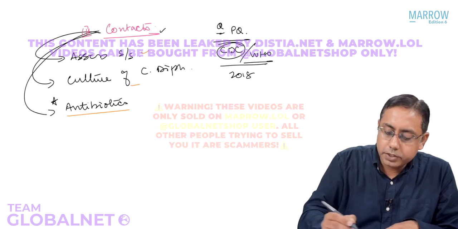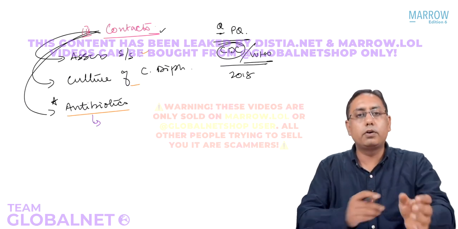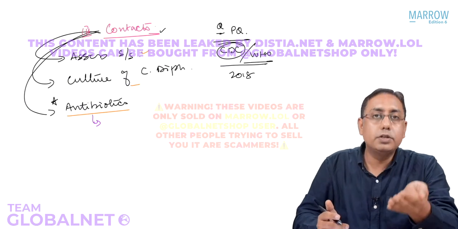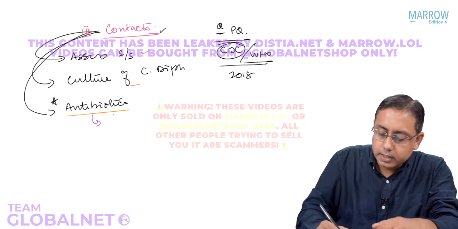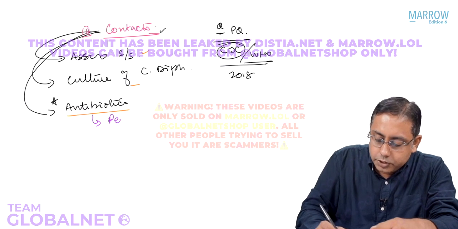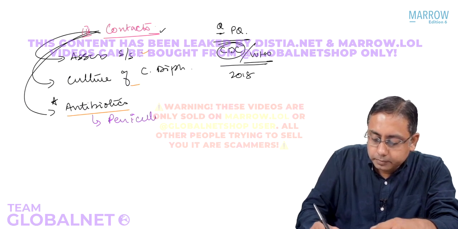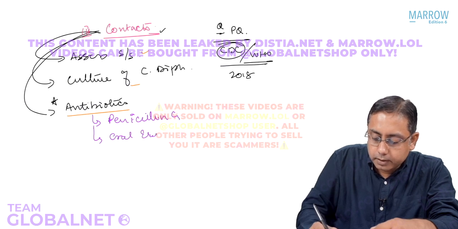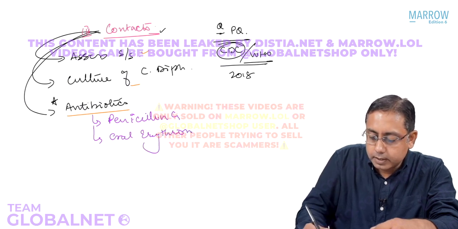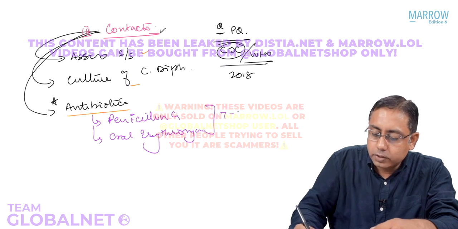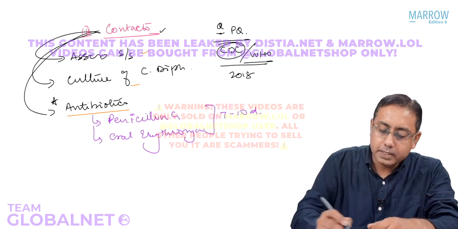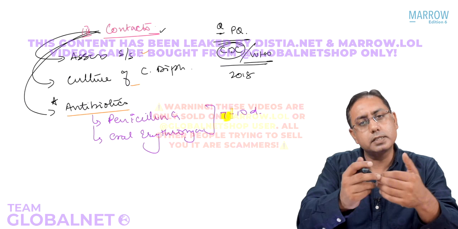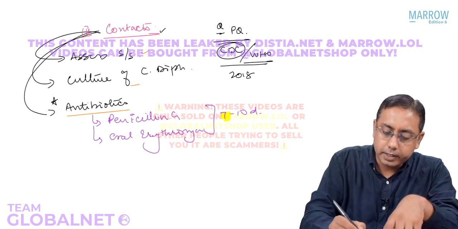The antibiotics which are the drugs of choice for treatment of contacts, or for prevention of disease in the contacts, are two things. You can give them penicillin G, or we can give them oral erythromycin. This has to be given for 7 to 10 days. Minimum 7 days. If you get one answer, please mark 7 days. So this should be given for 7 to 10 days.